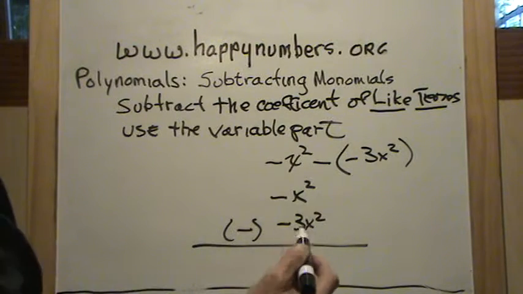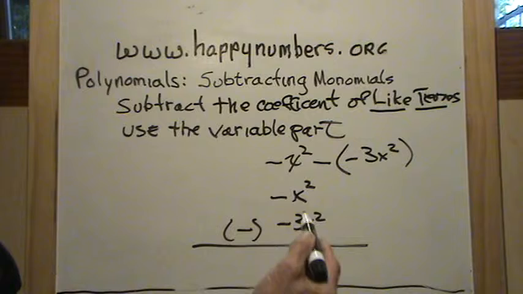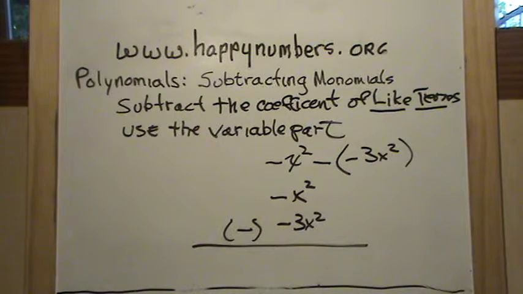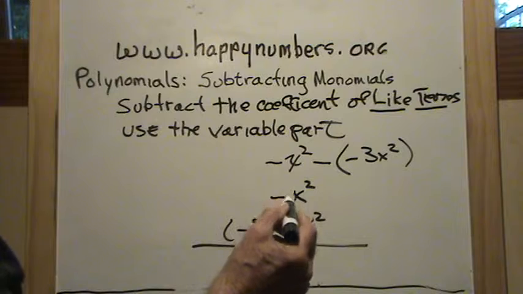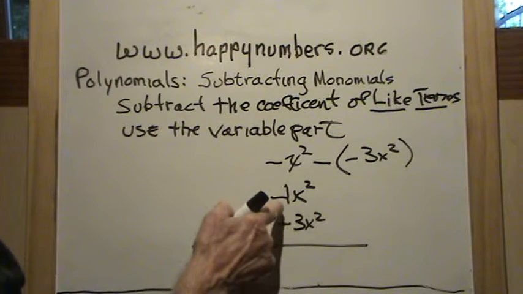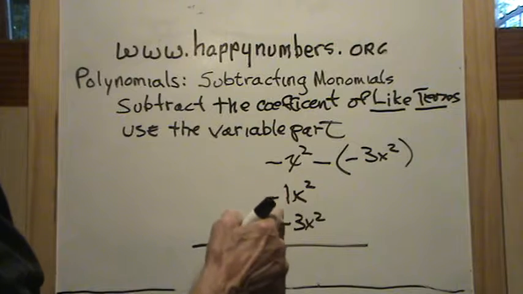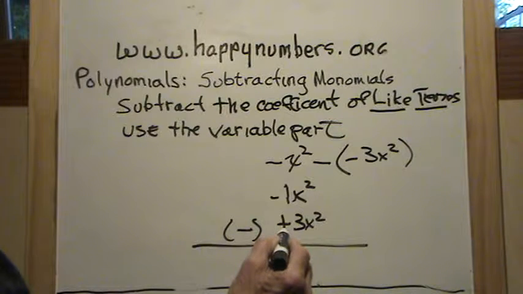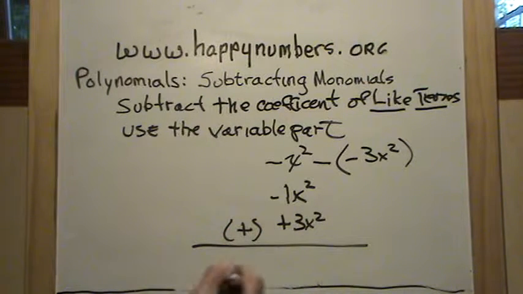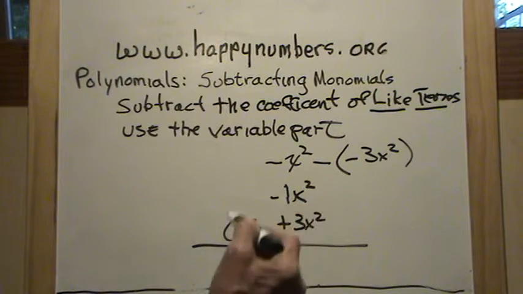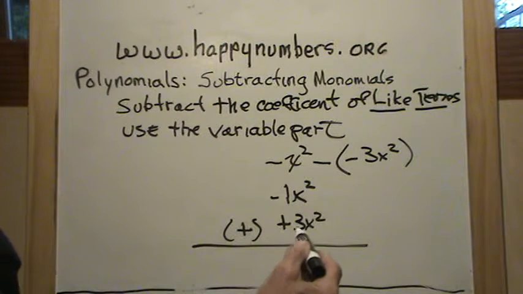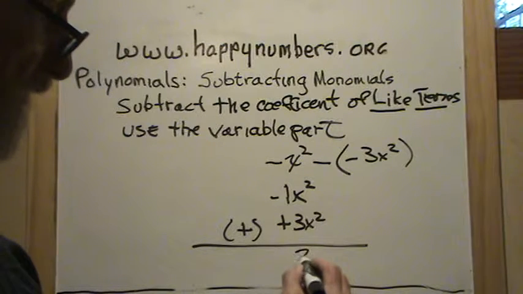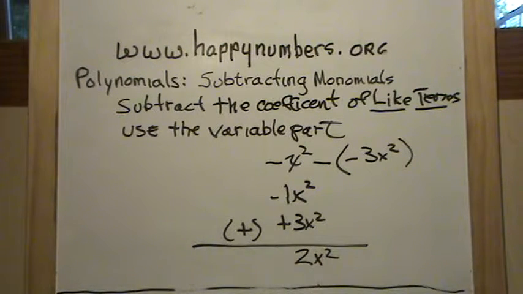Well, these are like terms because their variable parts are the same. So I can subtract the coefficients. Remember, the coefficient 1 is here, although it's not written. There really is a 1 here. Well, if I'm subtracting, then I have to change the sign of the bottom number, and I add. So now I have a negative 1x squared plus a positive 3x squared, which would give me a positive 2x squared. And that's all there is to the subtraction of monomials.